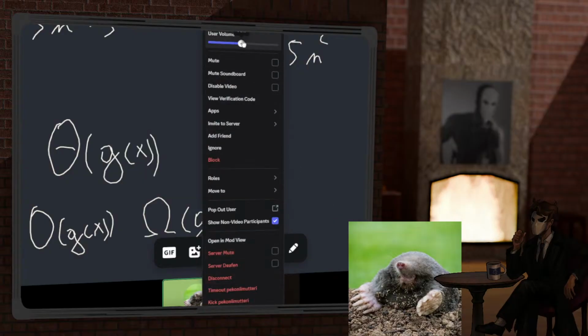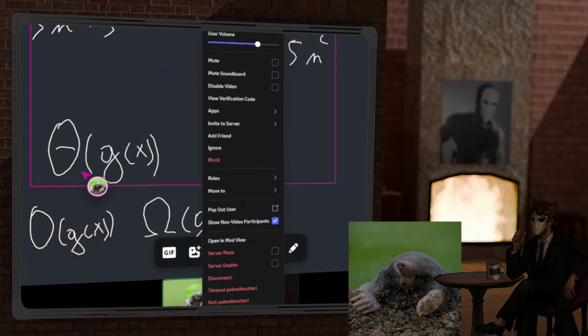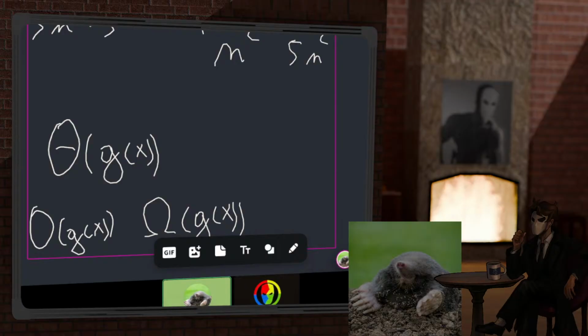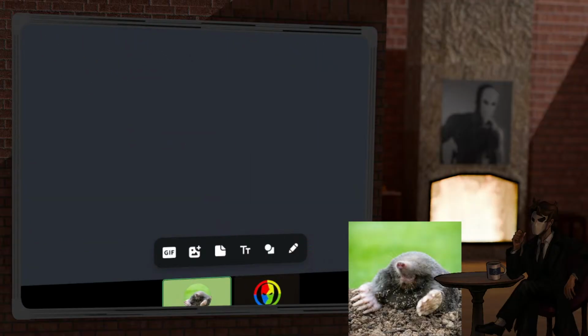I think that is it for this notation introduction. If anyone has any questions.